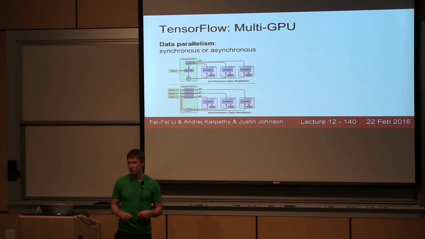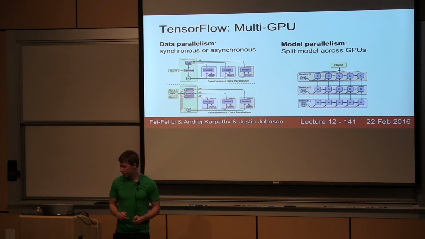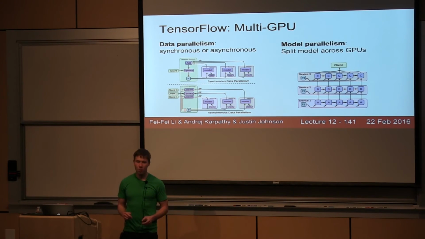So one thing that you can do is data parallelism, where you just split your mini batch across different devices and run each one forward and backward, and then either sum the gradients to do synchronous distributed training, or just make asynchronous updates to your parameters and do asynchronous training. The white paper claims that you can do both of these things in TensorFlow, but I didn't try it out.